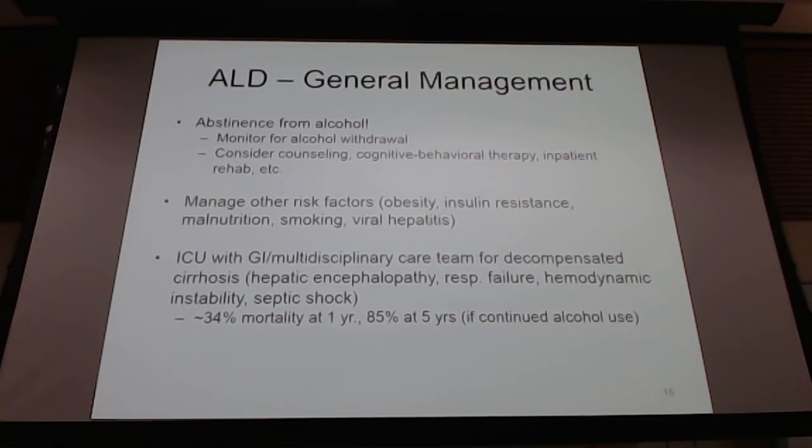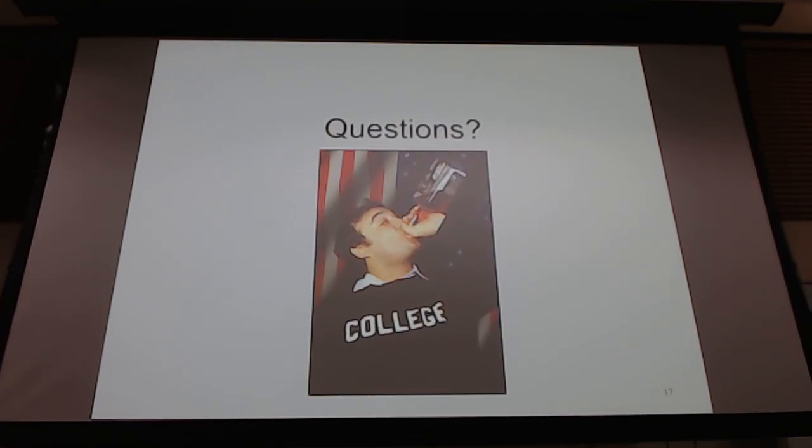And then be concerned there's a whole bunch of other things that are going to run with that as far as obesity, insulin, malnutrition, smoking, viral hepatitis, and those people that drink, that's a gateway drug, they're going to get into other things too. So potentially bringing that person in, if they have decompensated cirrhosis, you run the risk of hepatic encephalopathy, respiratory failure, hemodynamic instability, and shock. And we look at those people, we should tell them 1 in 3 chance of mortality at 1 year, and if you continue to drink for the next 5 years, that's up to 85%. That's pretty sad. But it didn't stop this guy.